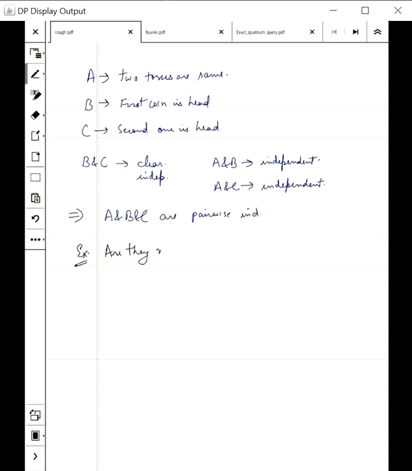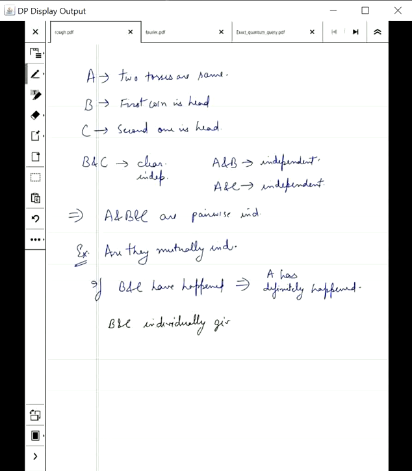Are they mutually independent? You will show in the assignment of this lecture that they are not. And one intuitive way to check it is, if B and C have happened, it implies A has definitely happened. Right? So B does not give us any information about A. C does not give us any information about A. B and C individually give no information about A. But together they imply A. So in this sense, A, B and C are not mutually independent. We get that pairwise independence need not imply mutual independence.